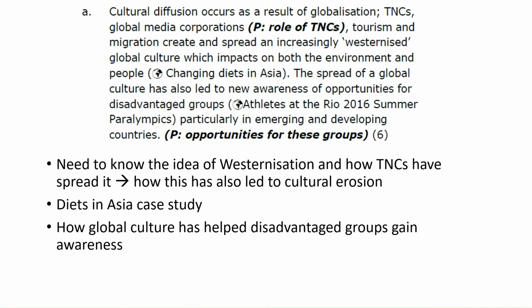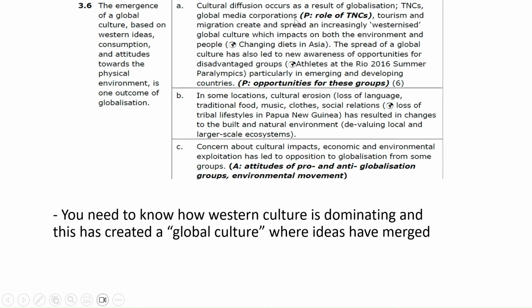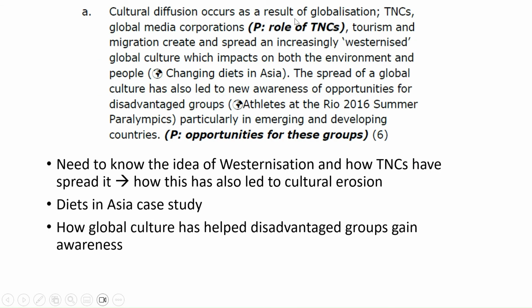Moving on, let's go on 3.6a. Cultural diffusion occurs as a result of globalization. This is so long, and when I read it back again, it starts to annoy me again. It's very simple. You just need to know the idea of westernization and how TNCs have spread it and how this has led to cultural erosion. The main case studies you need to know for 3.6a are diets in Asia and how they've changed, and how global culture has helped disadvantaged groups gain awareness.